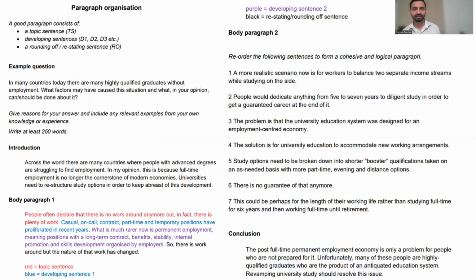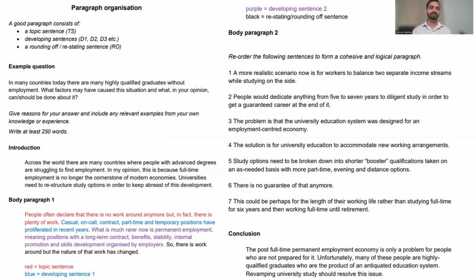All right, let's look at the paragraph organization activity. Now we're going to learn how to organize a paragraph. What is the topic sentence? What are developing sentences? And how do we round it off? So now we are targeting the whole paragraph. How do we write a good, flowing, coherent, and cohesive paragraph?